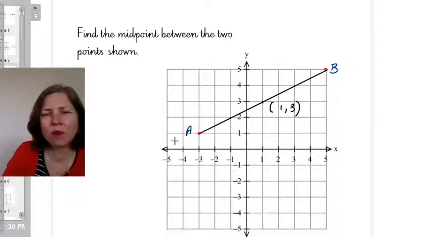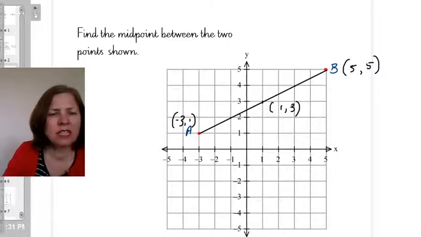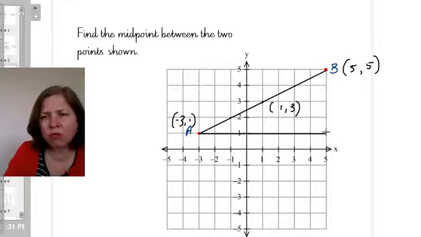Now, let's look at where we started. We started with A, which is the point negative 3, 1, and B, which is the point 5, 5. So let's look at my x value. My x value of 1 is actually exactly halfway between negative 3 and 5. So let's look at this another way. Let's divide this line into a right-angled triangle. That way I can just consider my rise and my run separately.